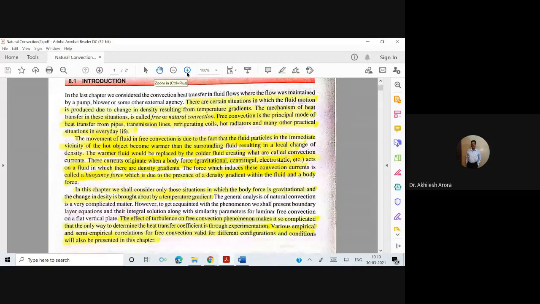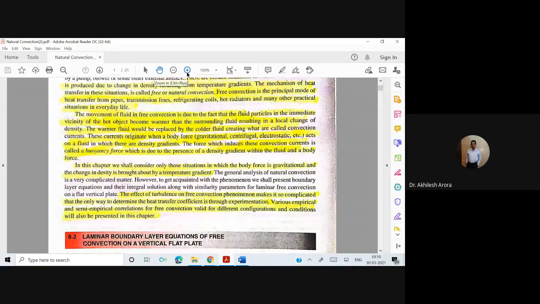So in this chapter, we shall consider only those situations in which the body force is gravitational and the change in density is brought about by a temperature gradient. Okay, so this is what we have already discussed now.